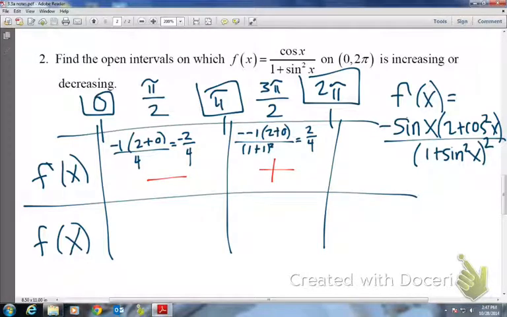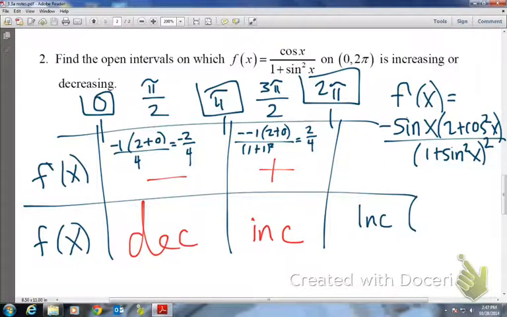So to determine what that means for the original function, if it's negative, it's decreasing. If it's positive, it's increasing. So these are the intervals on which it is increasing and decreasing. So it's increasing from pi to 2 pi, and it's decreasing from 0 to pi.